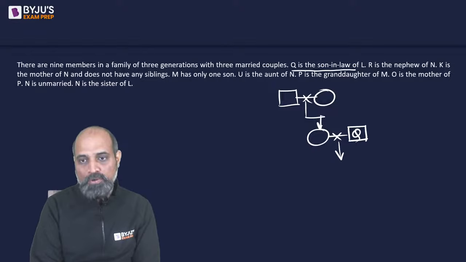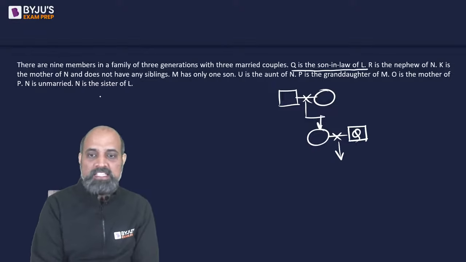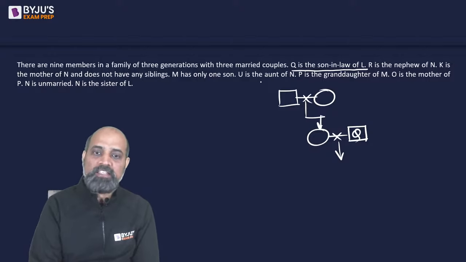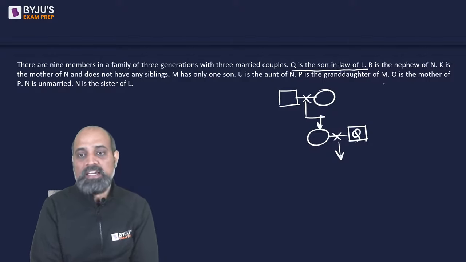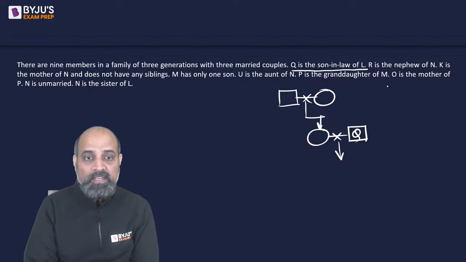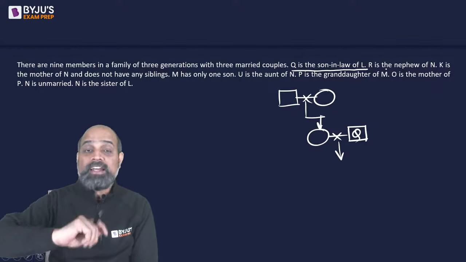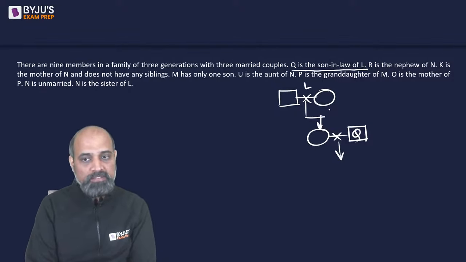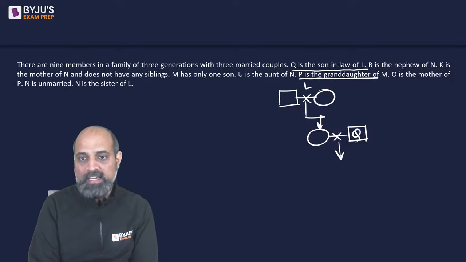So far, we have only done this part. K is the mother of N and does not have any siblings. M has only 1 son. U is the aunt of N. P is the granddaughter of M. Right? O is the mother of P. N is unmarried. N is the sister of L. So we have to find the connectivity. Right? We are pretty sure that L stays at this place. And we also have P is the granddaughter of M.